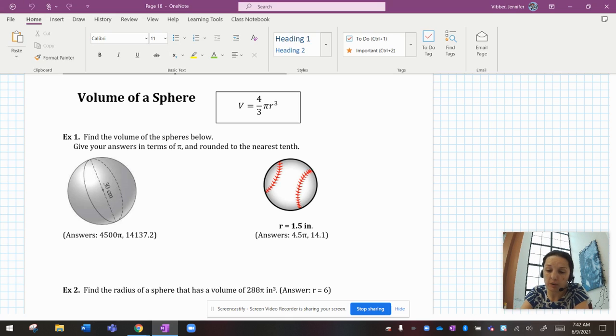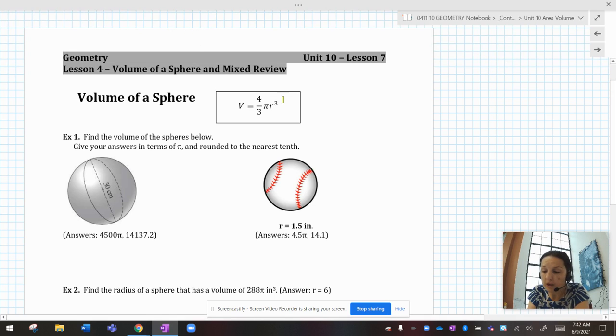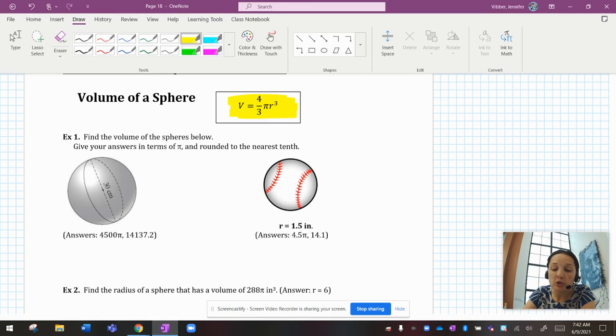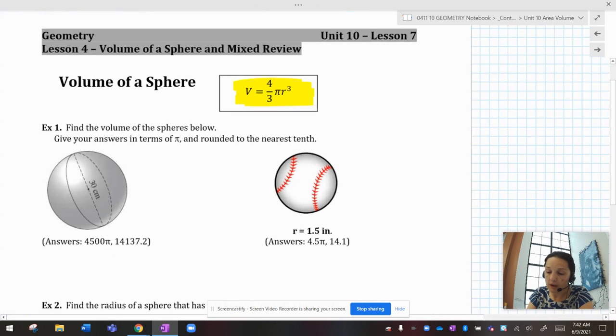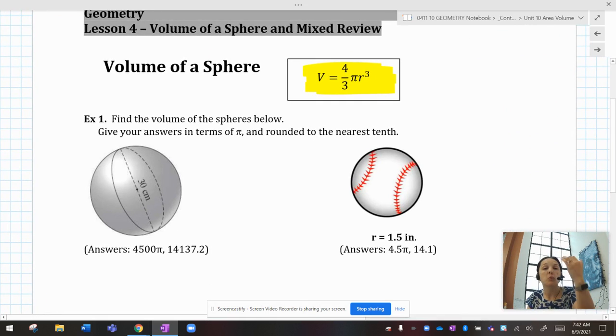And look at this, it's right up at the top. The volume of a sphere is 4/3 pi r cubed. The biggest mistake people make with this one is when they do the volume of a sphere, they do 4/3 pi r squared. Nope, it's 4/3 pi r cubed. All right. And the way to remember that is volume is always in cubic units. So you have to cube the r because it's the only variable there.